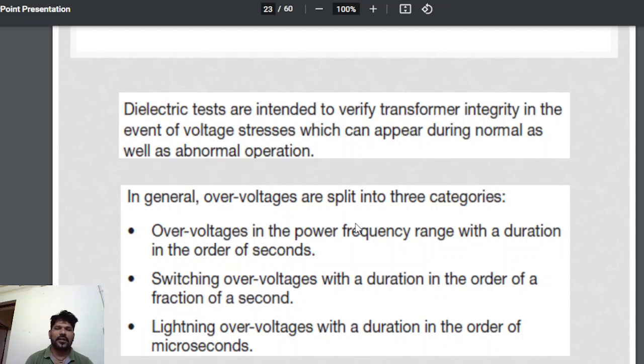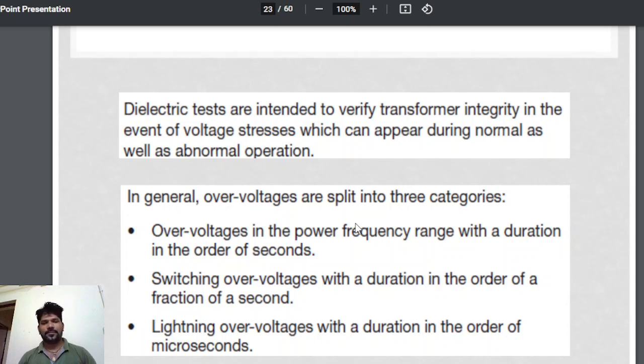And some abnormal conditions, so line to line fault, short circuit, okay, or lightning effect. In that condition also, whether the transformer will withstand or not, we have to find out. In general, overvoltages are split into three categories. One is overvoltage in the power frequency range with a duration in the order of seconds.